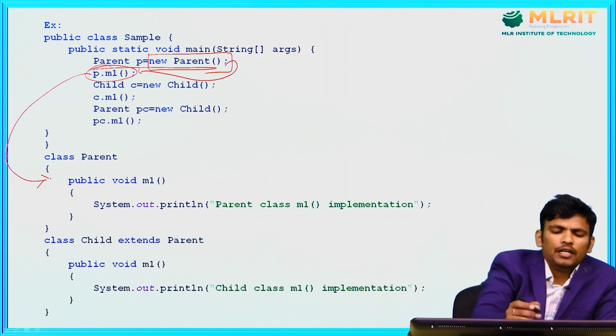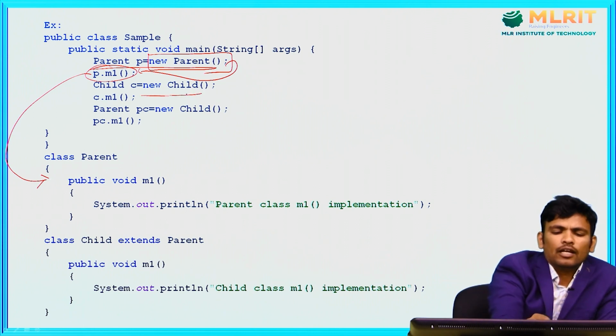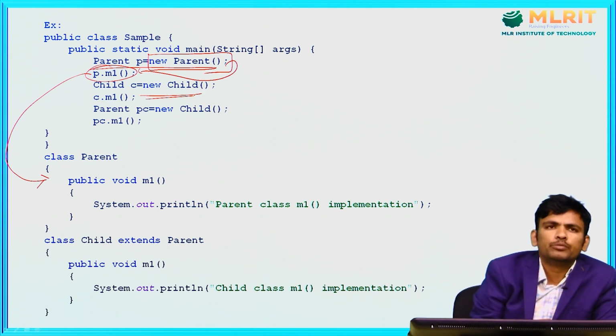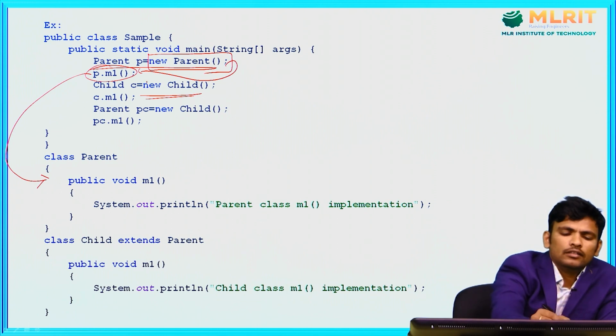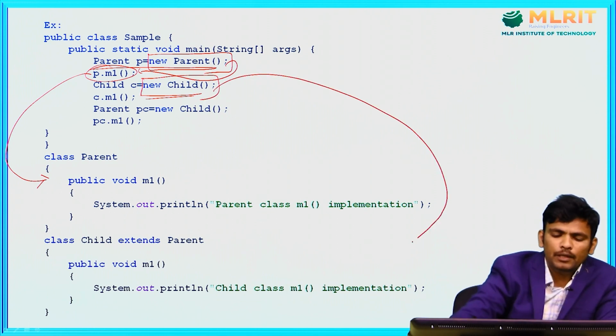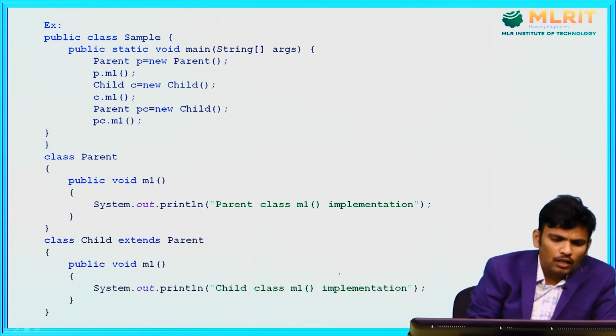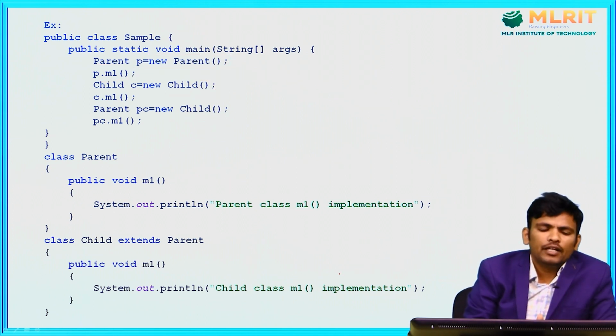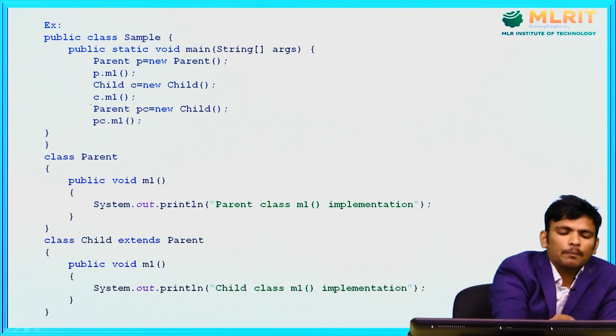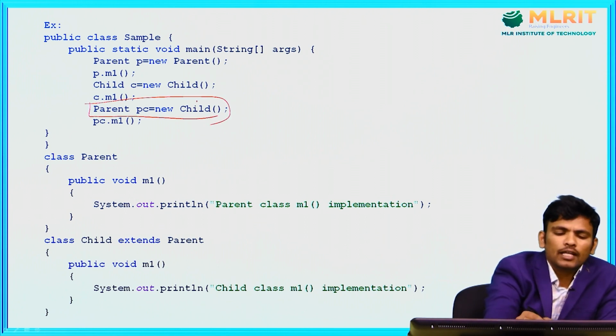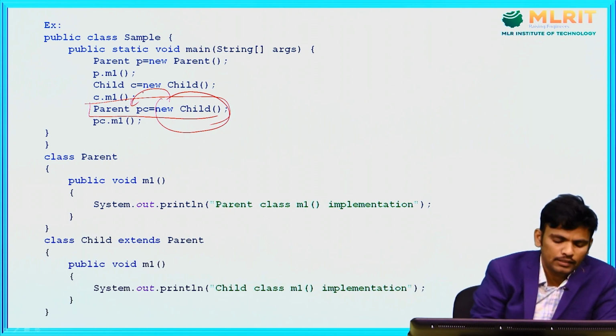And here in the second object, you can see you created an object of the child class, and the child class M1 method will be triggered. The third object is a little different. Here we are performing upcasting, which means we are assigning a child class object to the parent class reference.